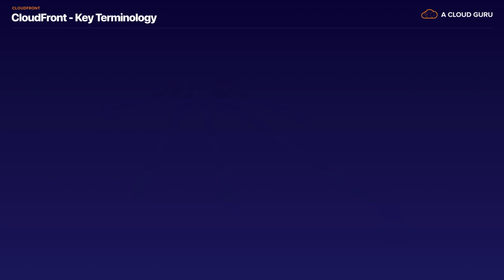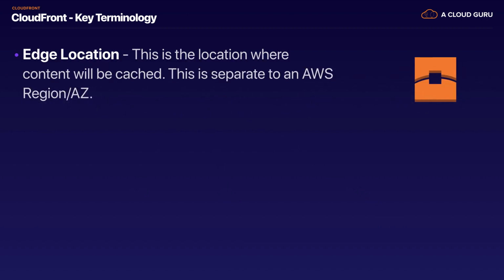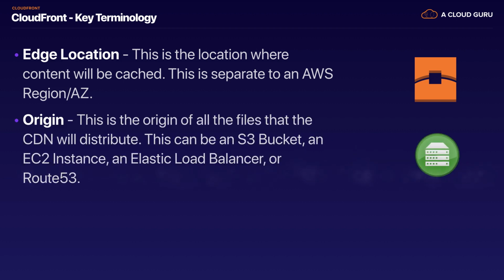Before we explore what CloudFront is and how it works, we need to understand some key terminology. I'm going to start with edge location. I'm sure you know what an edge location is by now, but let's just explain it. This is a location where content is going to be cached, and it is separate to an AWS region or availability zone. An origin is the origin of all the files that the CDN will distribute. This could be an S3 bucket, an EC2 instance, an elastic load balancer, or even Route 53.